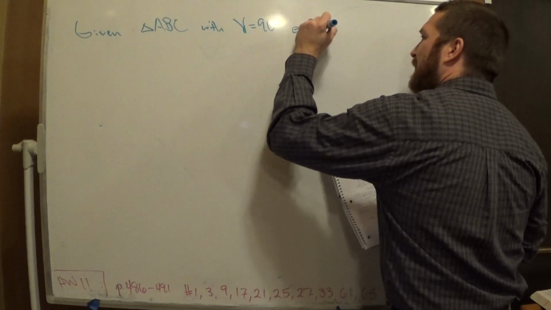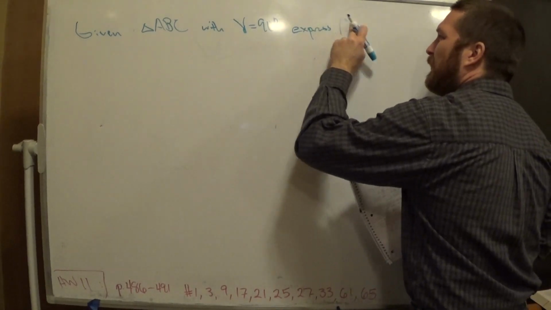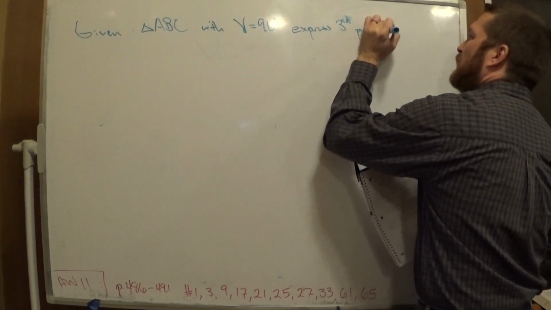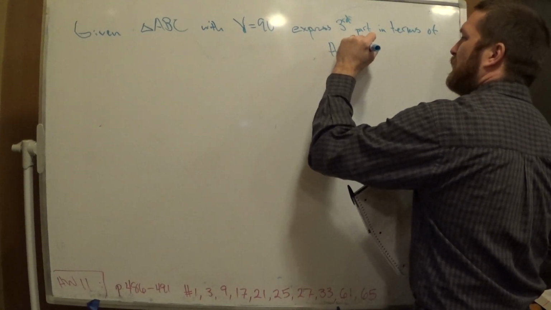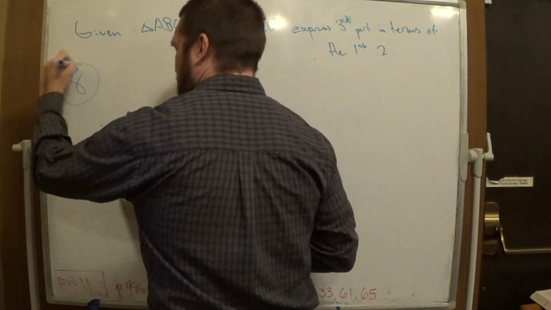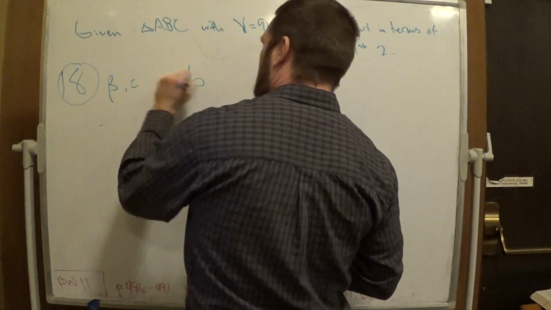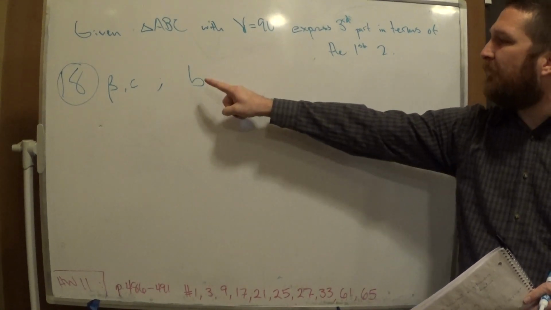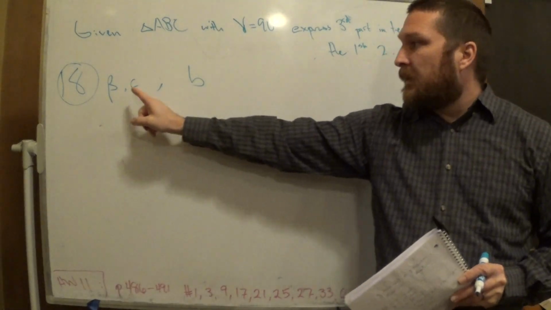Express the third part in terms of the first two. This is what they give you. They give you beta and C. So it's saying express the third part. They express B. Give me a formula for B, but the formula can only include beta and C.